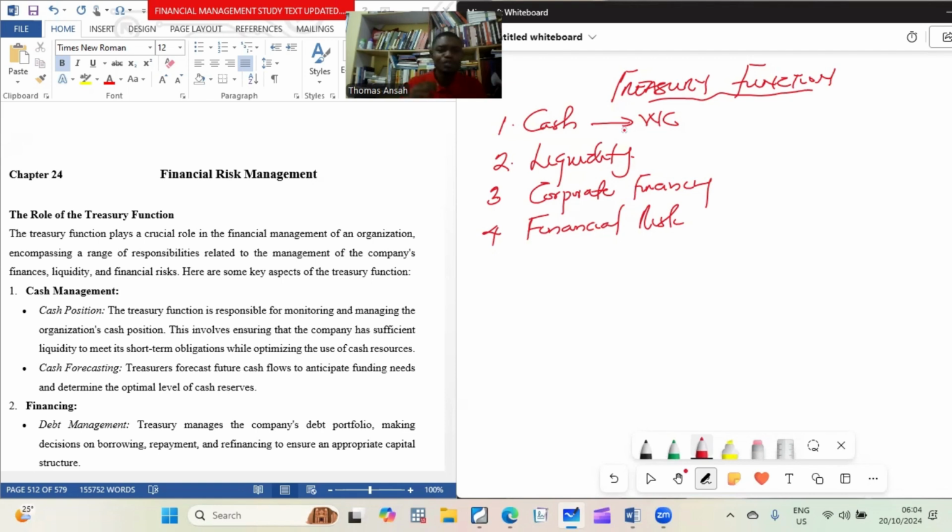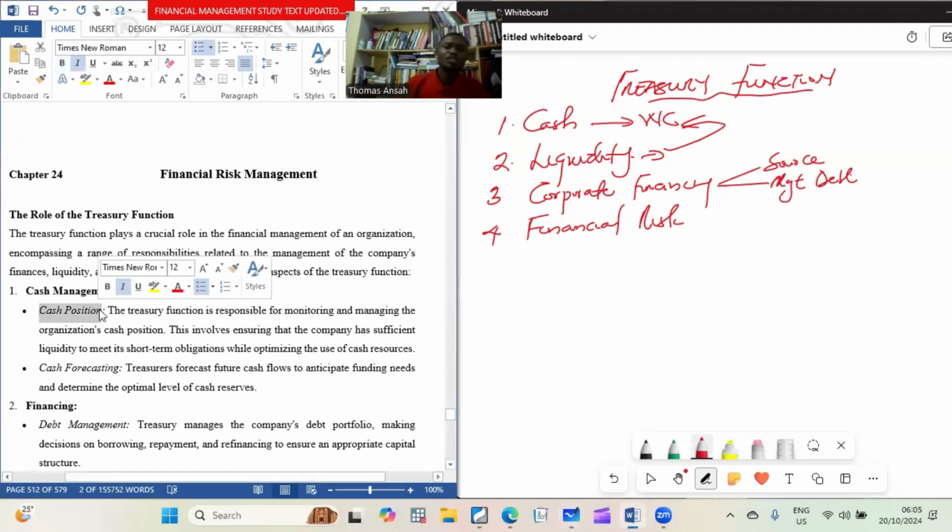So apart from that, they are supposed to do corporate financing. What do we call corporate financing? Source the money, manage debt. Okay. So you need to do that. Of course, they are supposed to make sure that the company is always having liquidity, and it has a bearing on this cash management. All right. So that is that. They are supposed to check the position of the cash of the entity and also be able to forecast. So treasurers are able to forecast. Anticipate the funds that they need in future and determine ways of meeting those cash reserves. All right. That is that.